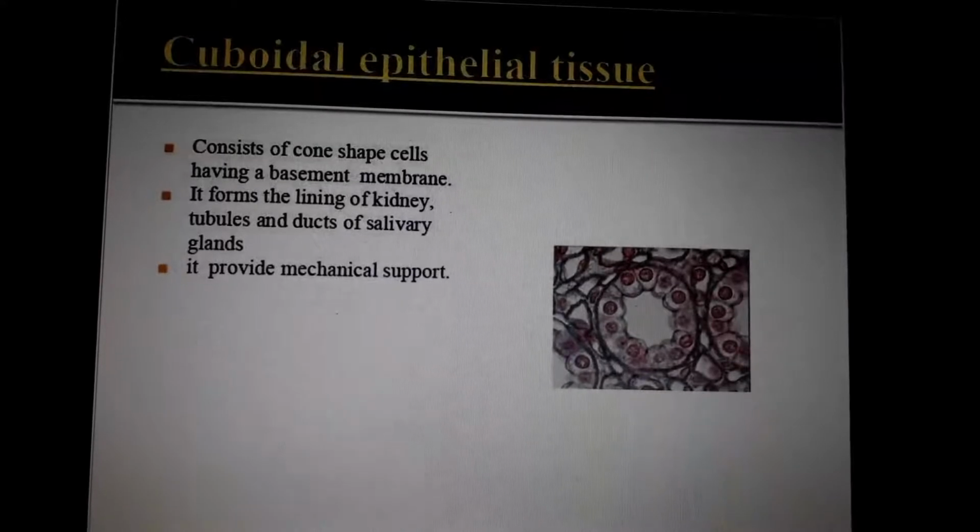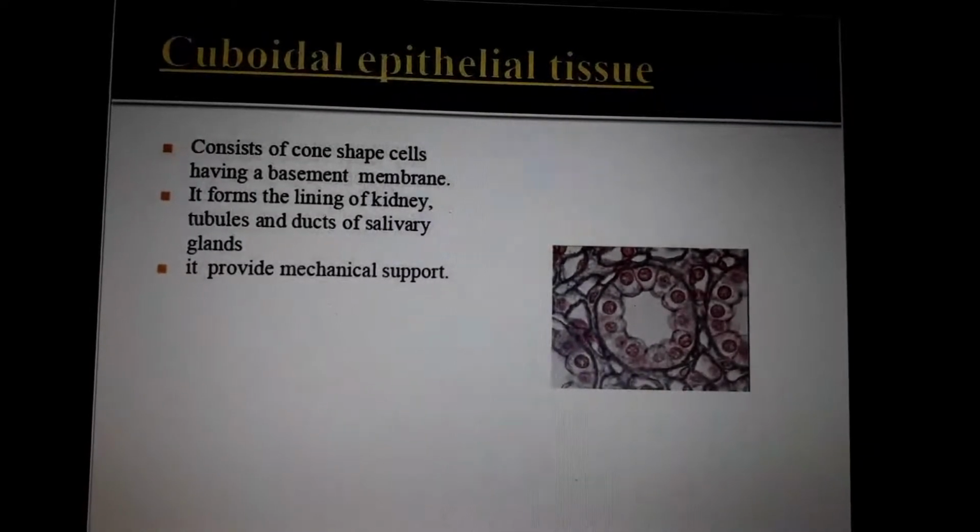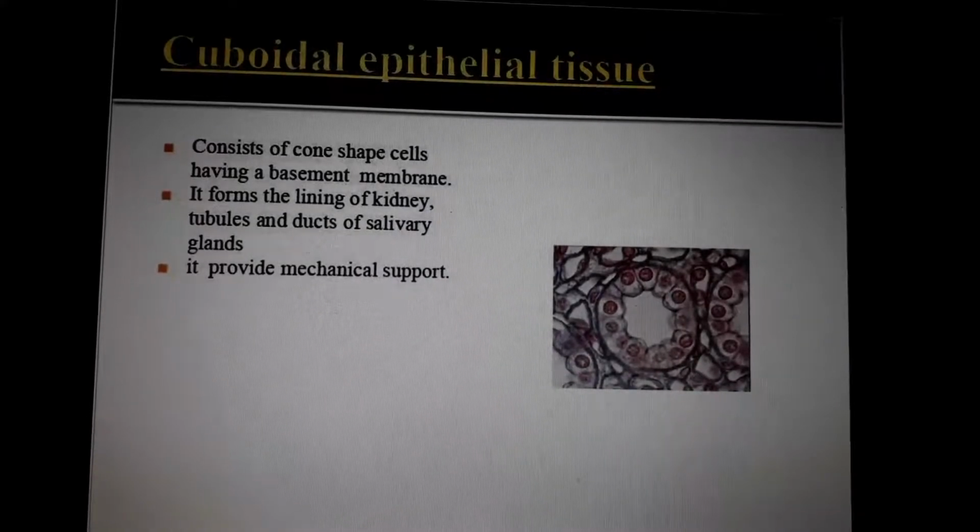Our salivary gland ducts. Salivary glands are present inside our mouth, isn't it? Those salivary glands are coated with cuboidal epithelial tissue. Not only that, the lining of the outer part of the kidney is also covered. Which tissue? Cuboidal epithelial tissues are present there.